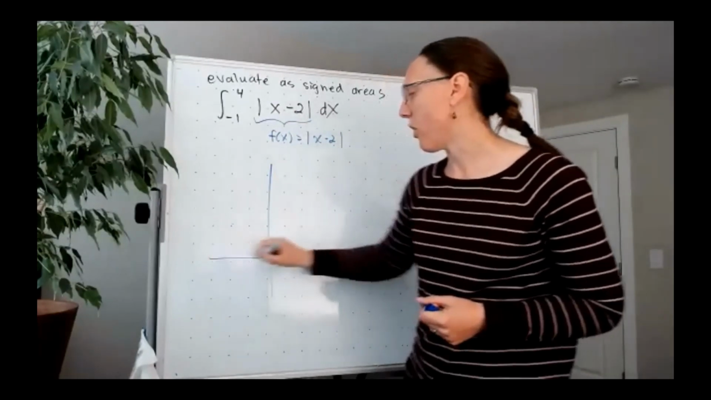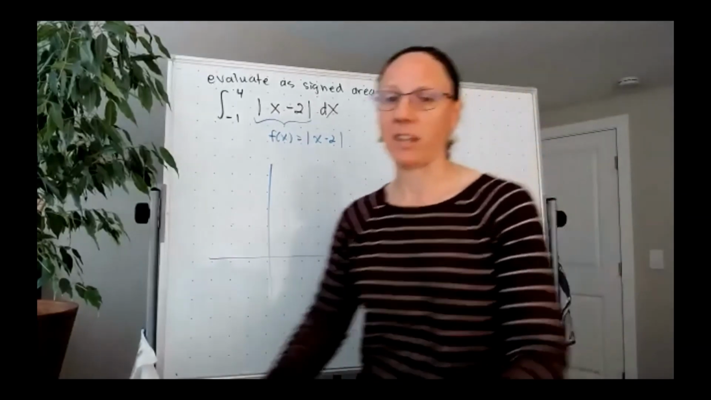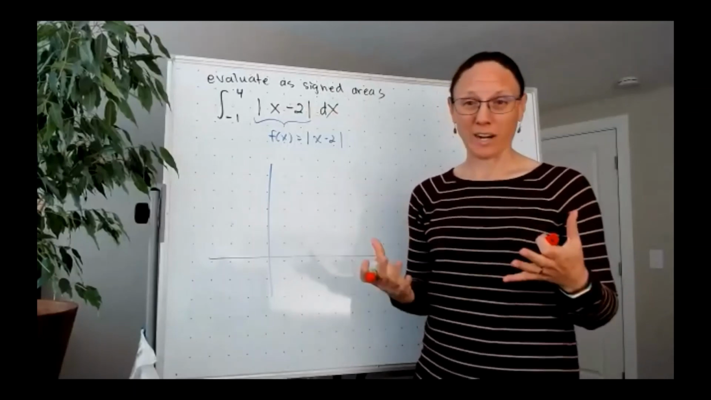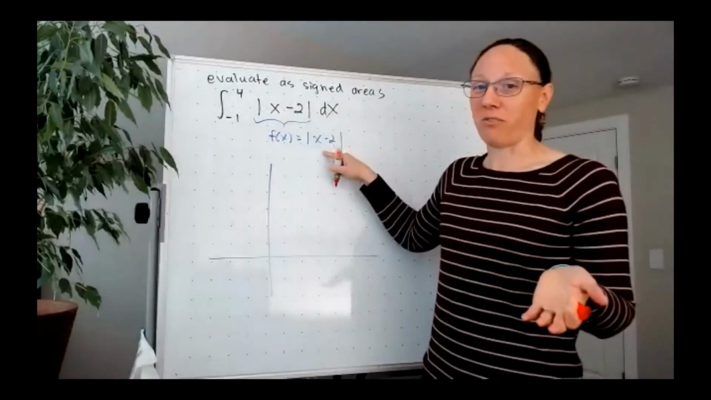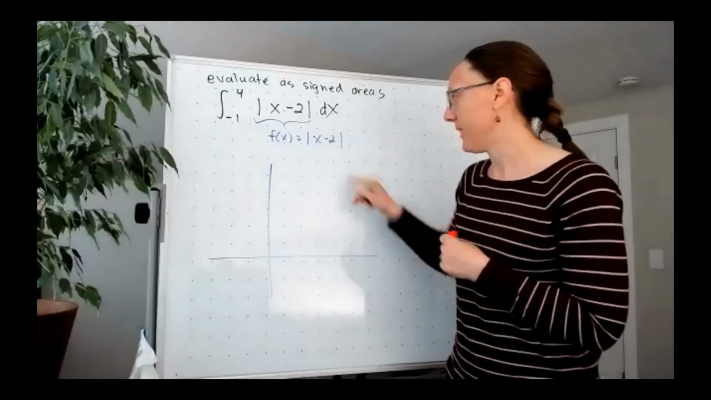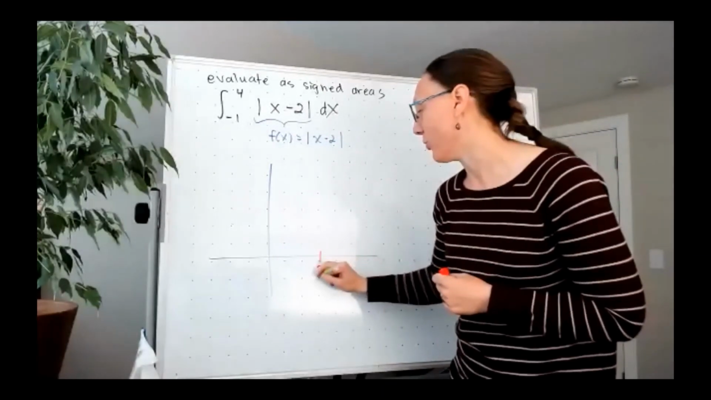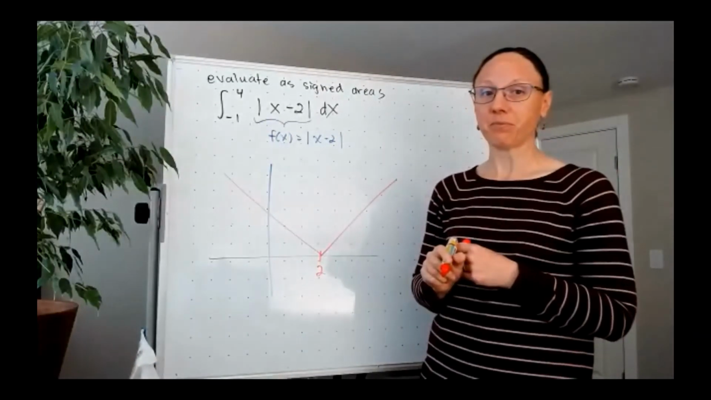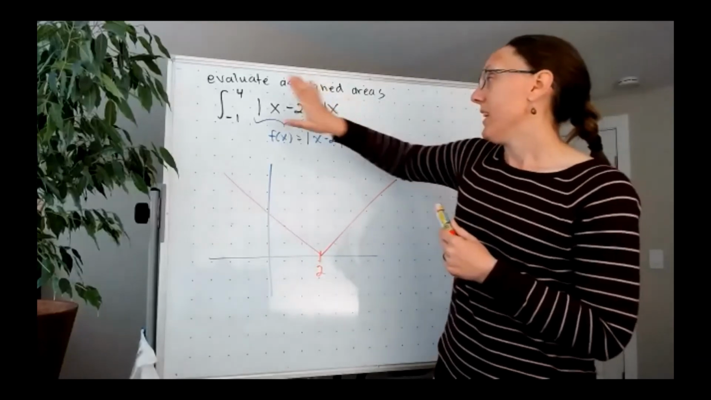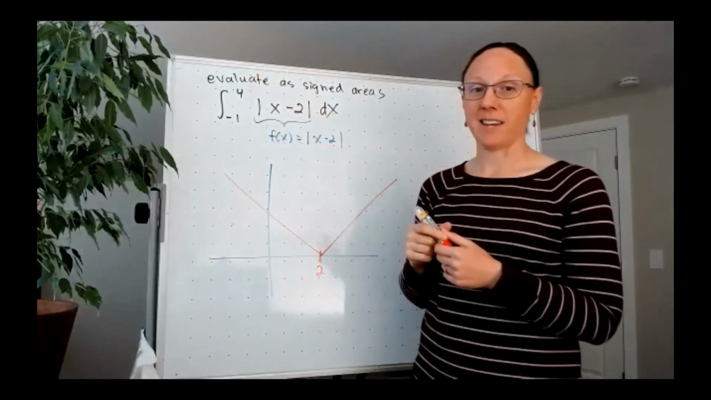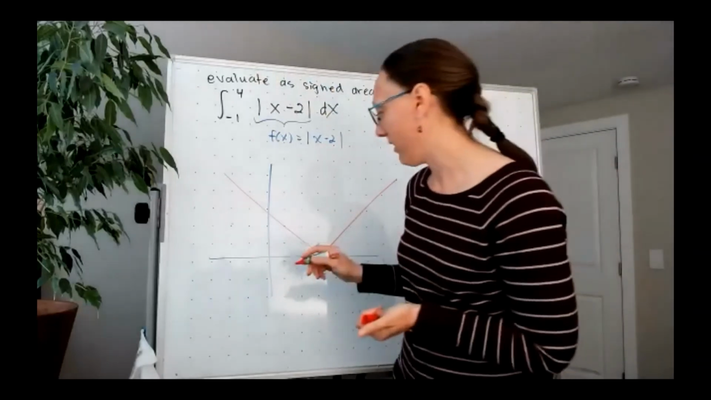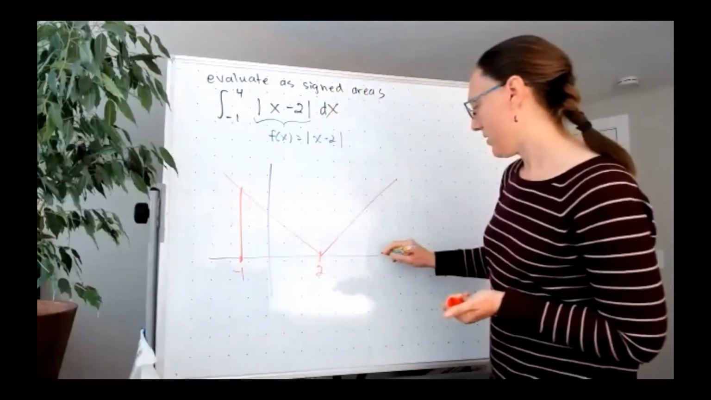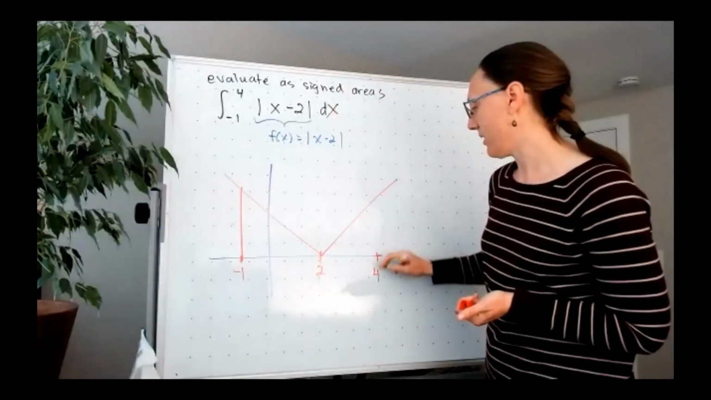Definitely, if you're doing your homework, grab Desmos, grab a graphing calculator, do what you need to do to get these graphed. You're not going to be asked to do anything too crazy. An absolute value graph isn't too crazy. This has a vertex at 2 and kind of looks like a big V. This notation says that I'm looking for the area from over here at -1 to over here at 4.